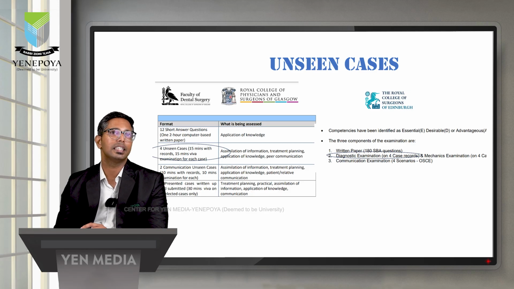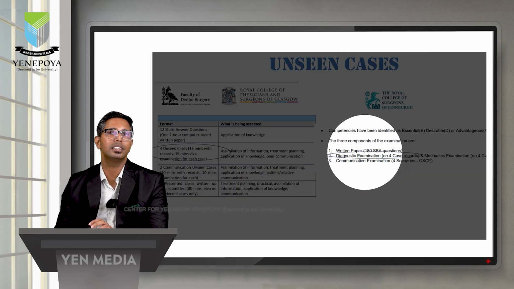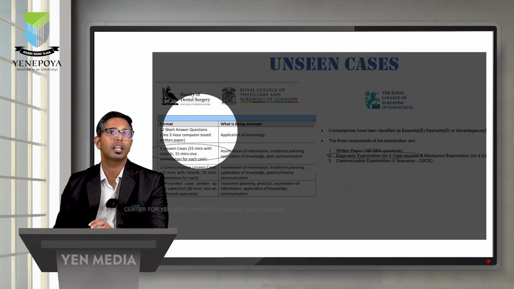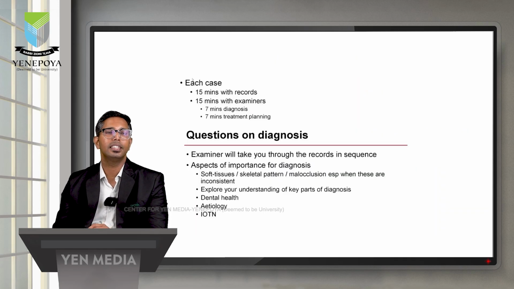Next is the unseen cases. There are 4 unseen cases, both in Edinburgh, as you can see here, as well as in Glasgow. Each case is 15 minutes with records, 15 minutes with the examiner. Most of the time examiners will take 7 minutes for diagnosis and 7 minutes for your treatment planning.